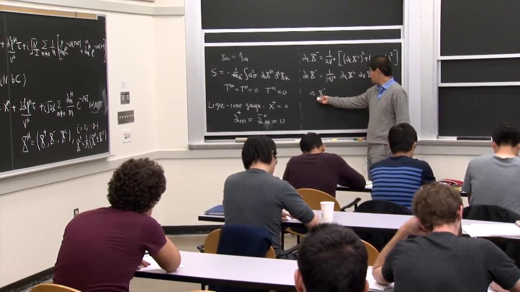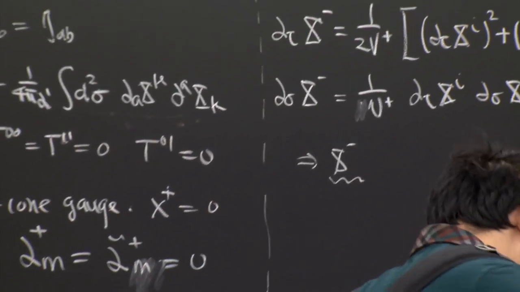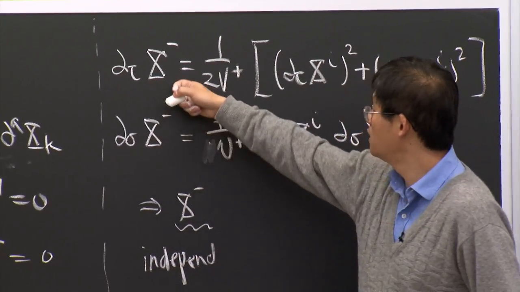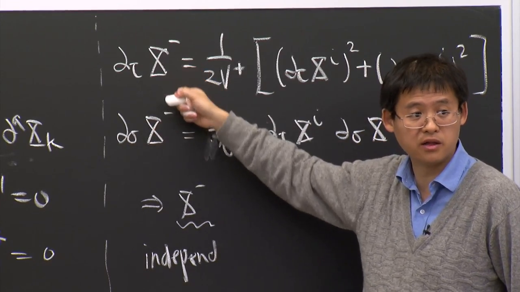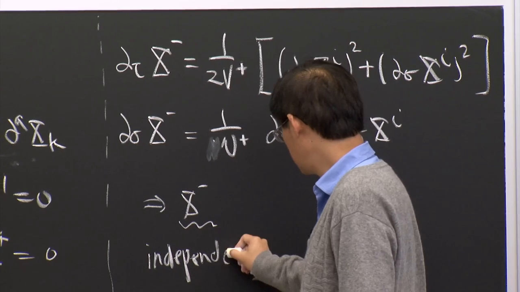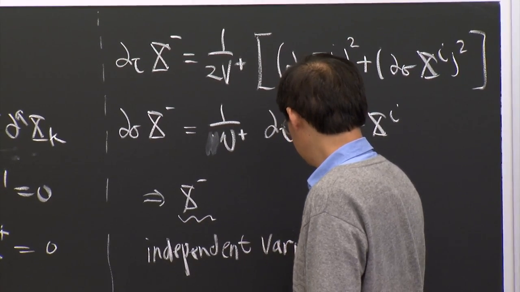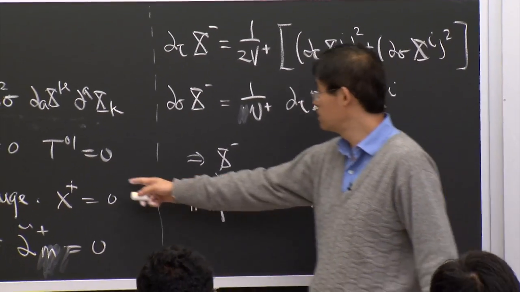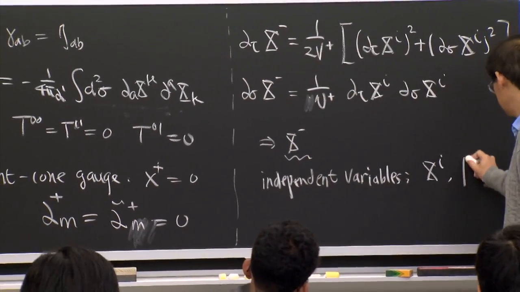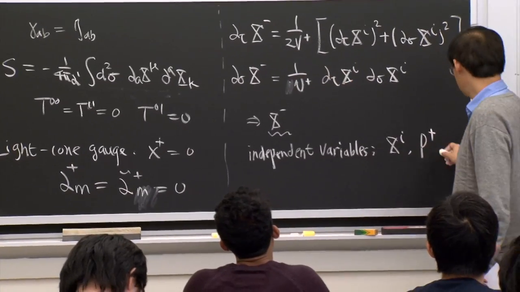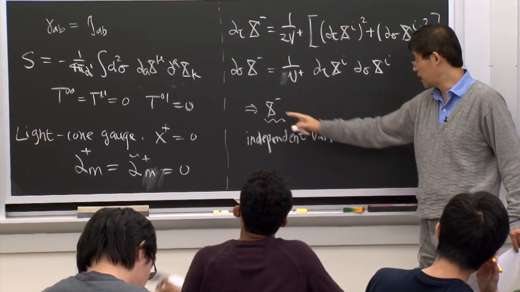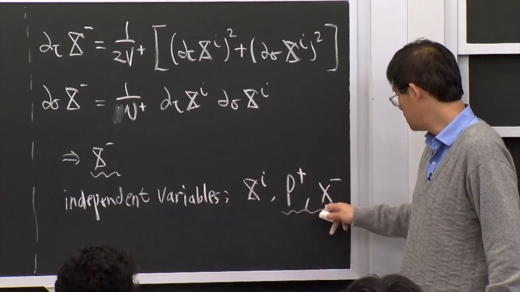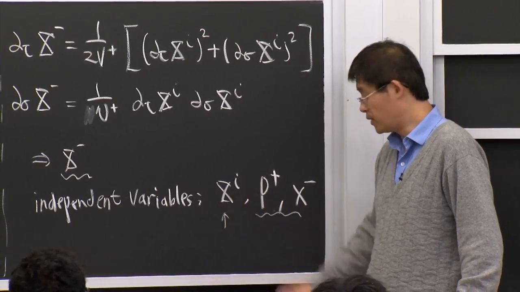So from here, you can deduce the x minus. It also tells us which are the independent variables. This will determine x minus up to a constant, because it determines the tau and sigma derivatives up to a constant. So the independent variables are x i, and then also this p plus or v plus, and then the zero mode for x minus, which is not determined by those things. And these two are just constants. These are two-dimensional fields. Okay.